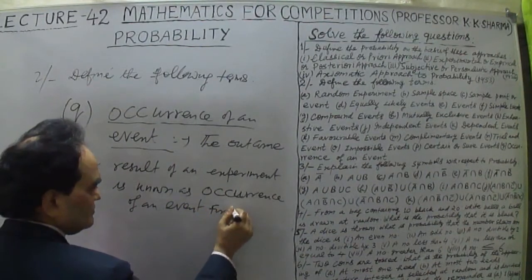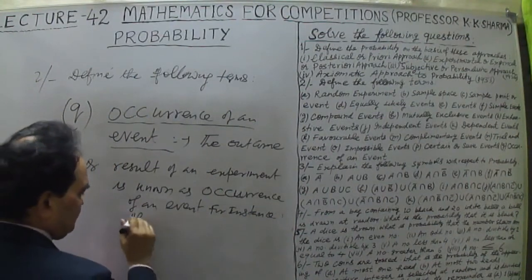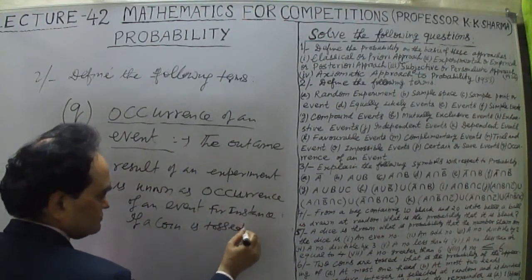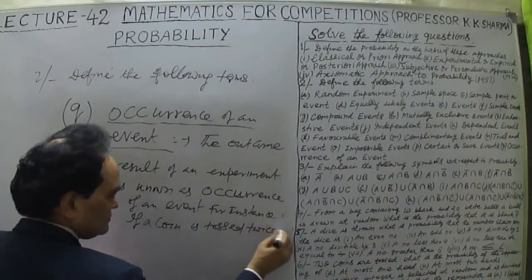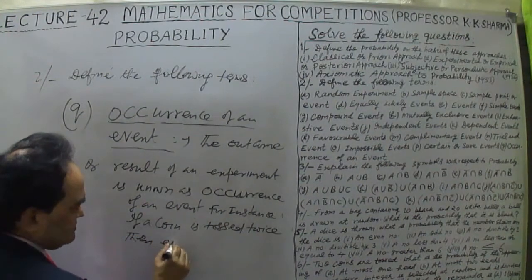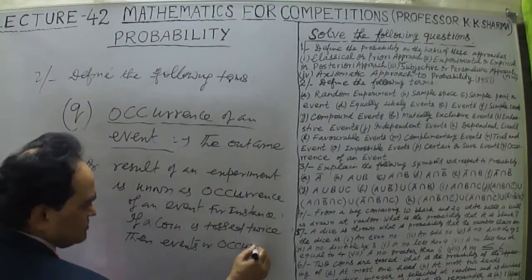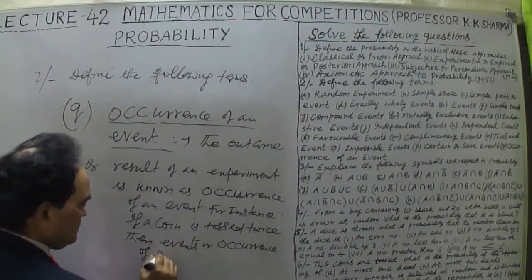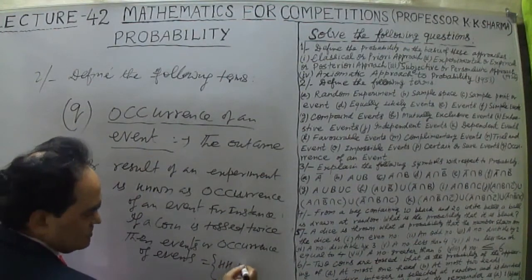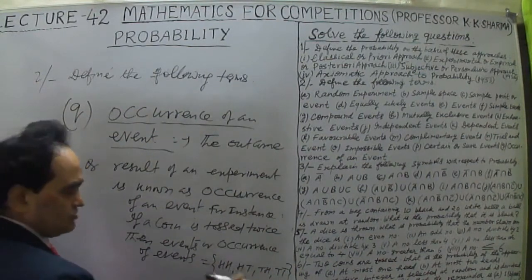For instance, let me take one instance here. If a coin is tossed, let me take twice, then the occurrence of events is equal to HH, HT, TH or TT. There are 4 events. So occurrence of events has happened.